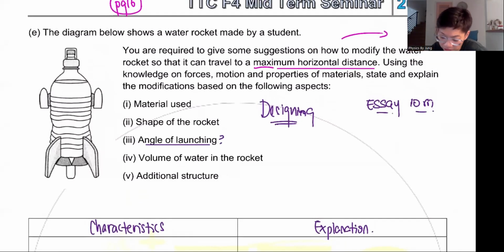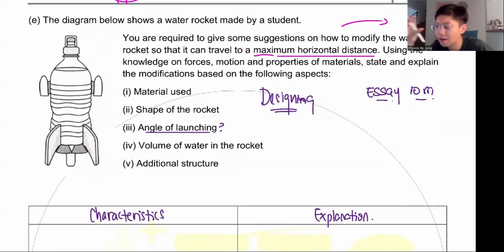I'll give you a hint. Some of you have played Angry Birds. Do you know what game that is? If you have played Angry Birds before, do you know how we can launch something through a maximum horizontal distance, also known as going further? What angle should I launch this rocket at?